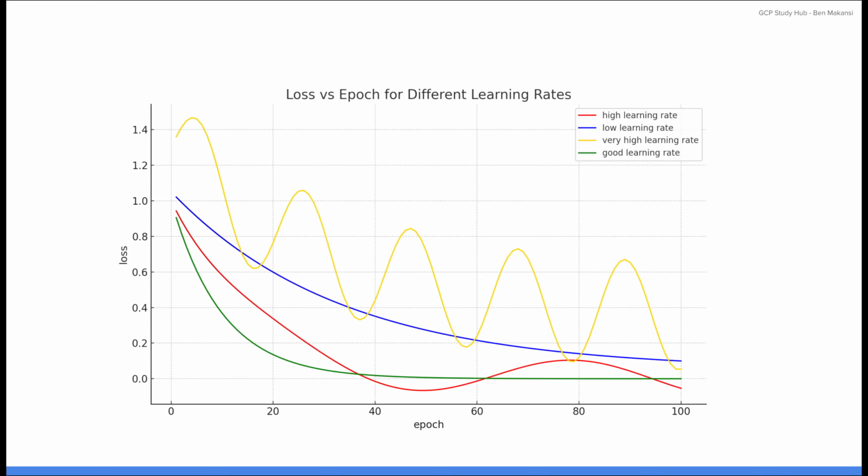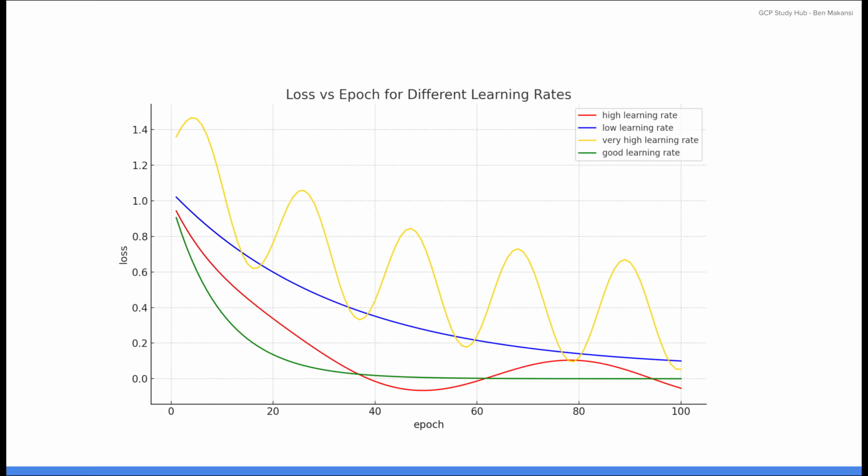Now let's see how different learning rates actually behave during training by examining loss curves over time. This graph shows loss versus epoch for 4 different learning rate settings, and the patterns reveal important insights about how this hyperparameter affects learning. So let's start with the green line, which represents a good learning rate. We see a smooth, steady decline in loss from around 0.9 down to near 0 over about 40 epochs. This is the behavior that we want. It's consistent improvement without dramatic fluctuations.